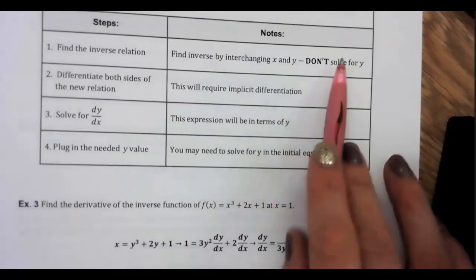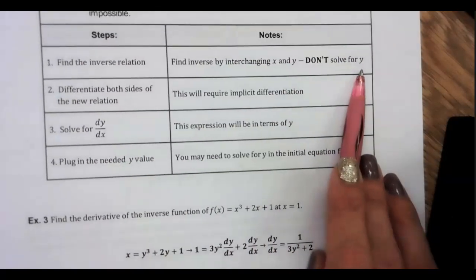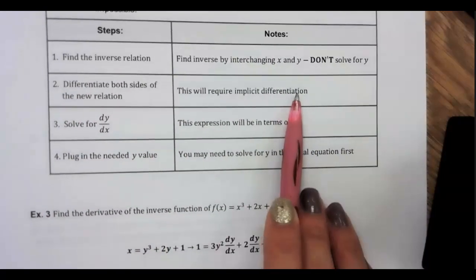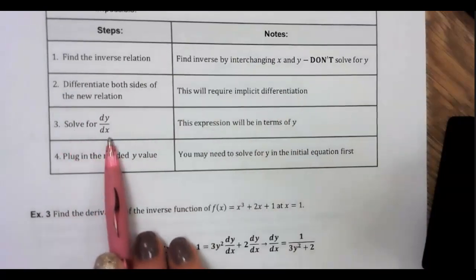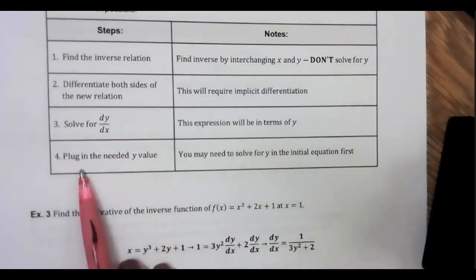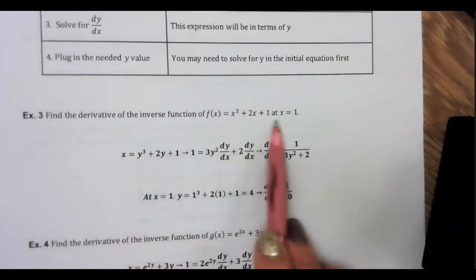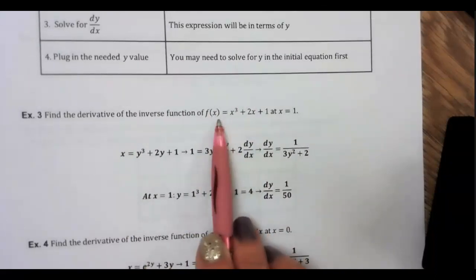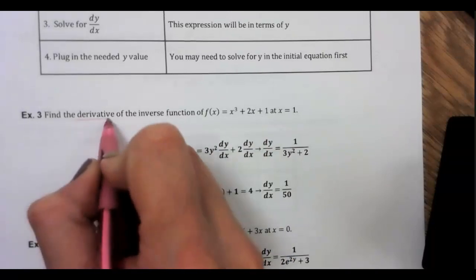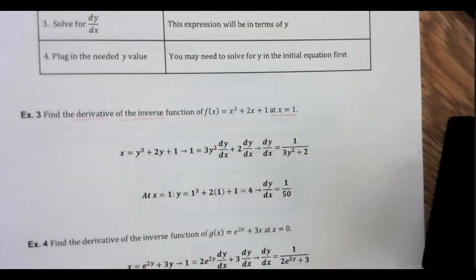Then we also talked about finding the inverse where we don't solve for y, where we differentiated both sides and used implicit differentiation. We solved for dy dx, we got our expression in terms of y, and then we plugged in the y value needed. So that would be like this example here, f of x equals x cubed plus 2x plus 1. And you want to find the derivative of the inverse at x equals 1.